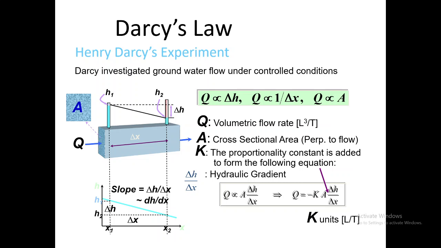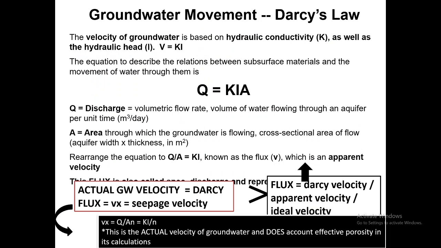I think now this equation is clear. Well, the velocity of groundwater is based on the hydraulic conductivity as well as the hydraulic head. So velocity is equal to K into I. Now, the equation to describe the relation between subsurface materials and movement of water through them is Q is equal to KIA according to the Darcy law.